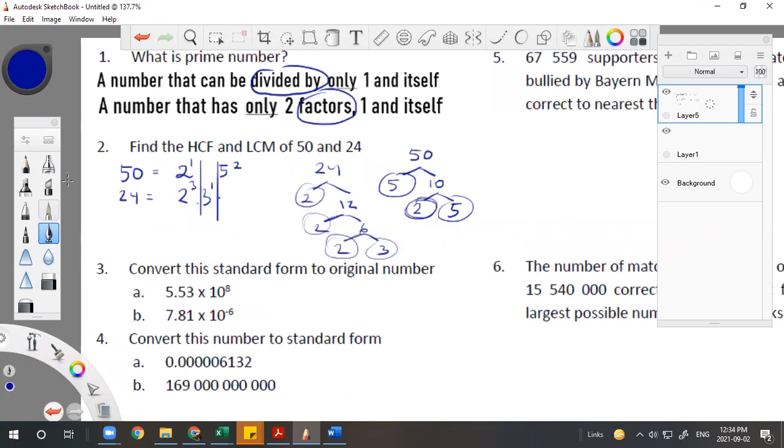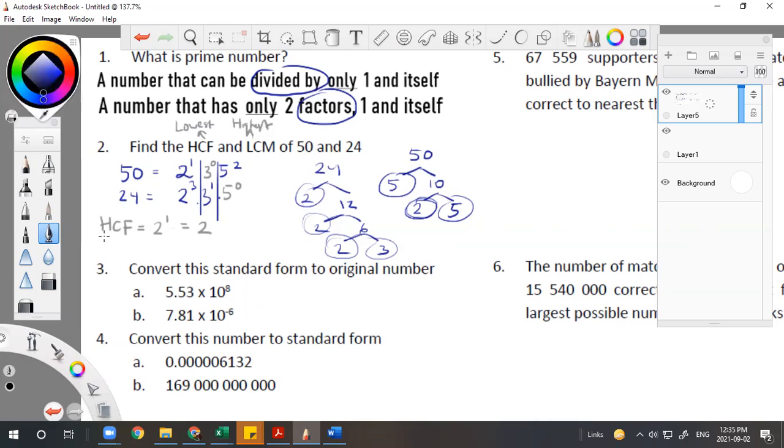Now, after you do this, again, focus on what HCF and LCM are. For HCF, you need to find the lowest power. Remember, if you don't have any number here, put 0, right? The lowest power of 2 to the power 1 and 2 to the power 3 is 2 to the power 1, right? Remember, HCF is the lowest power and LCM is the highest power. So 2 to the power 1 times 3 to the power 0, ignore, and 5 to the power 0, again ignore, so the HCF is 2. And then how do you calculate the LCM?